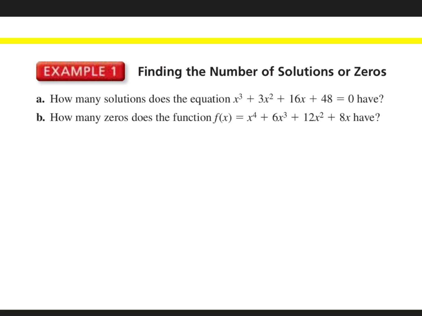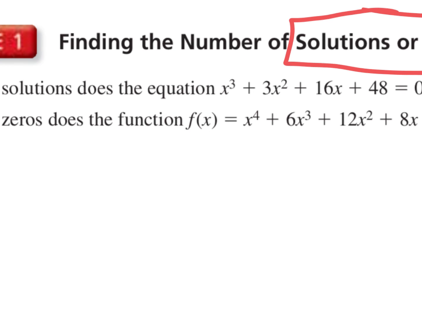If you are asked to find the number of solutions, remember, solutions or zeros mean the exact same thing. You can also call them roots. You can also call them x-intercepts. So if I look at question A, how many answers should I have for A? 3. How do you know there's 3? Because the highest exponent is 3.